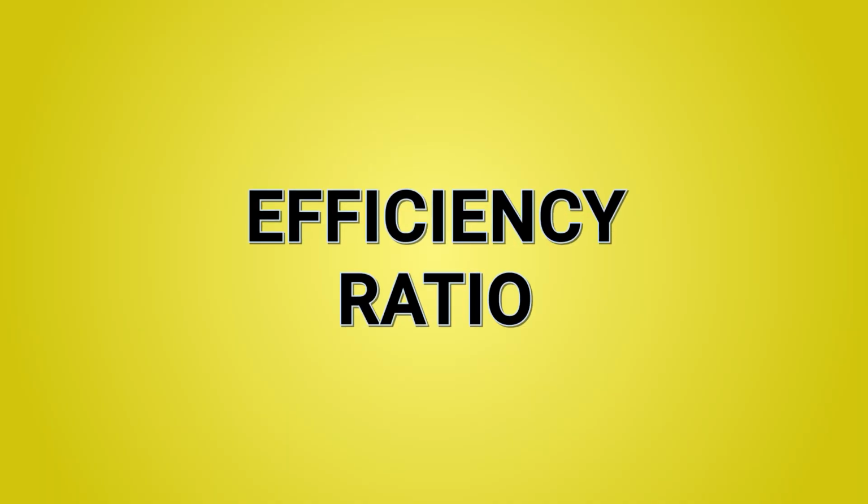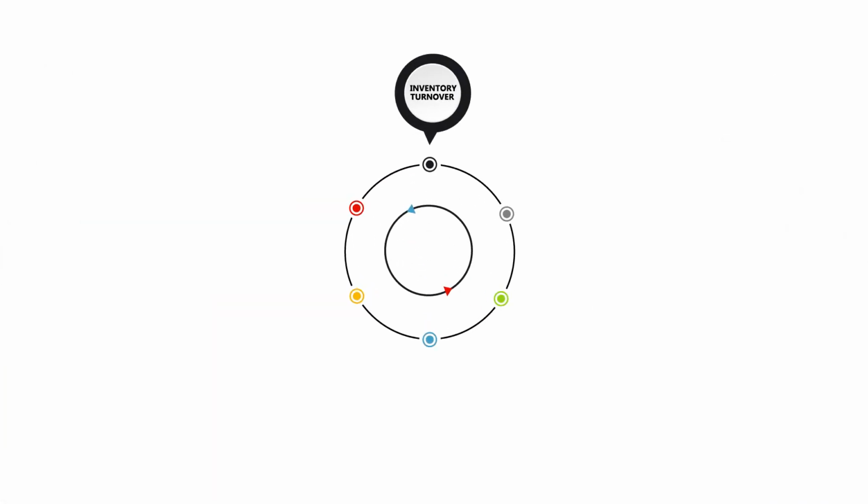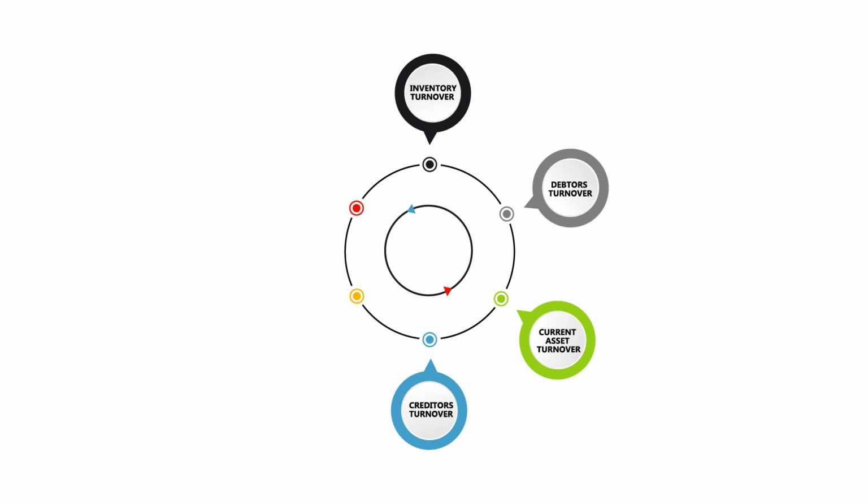Yes friends, I am talking about efficiency ratios today, and you will notice that there are 6 efficiency ratios. Number 1, inventory turnover. Number 2, debtors turnover. Number 3, creditors turnover. Number 4, current assets turnover. Number 5, working capital turnover. And number 6, total capital turnover.